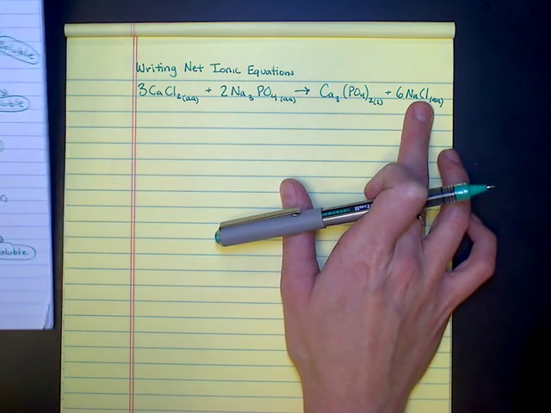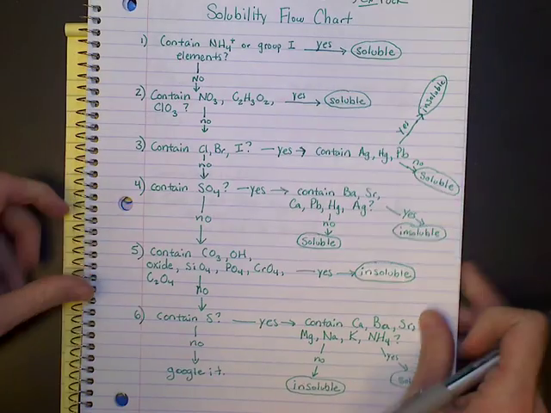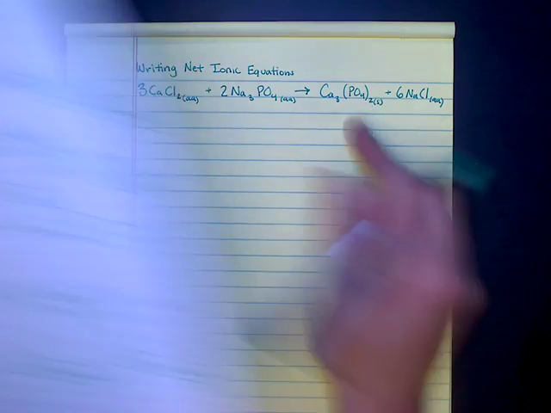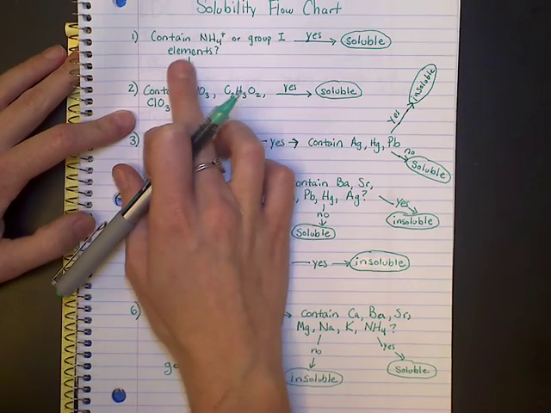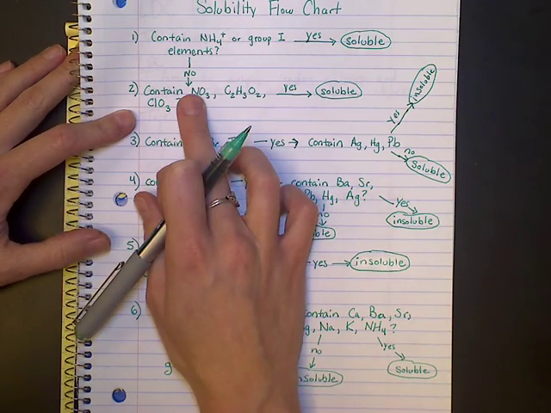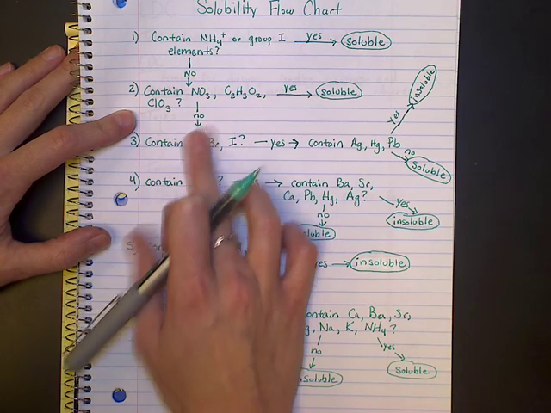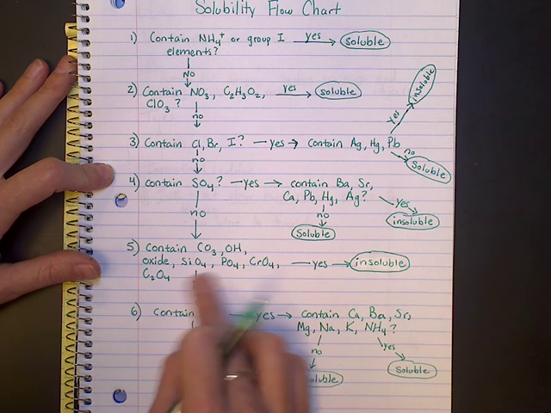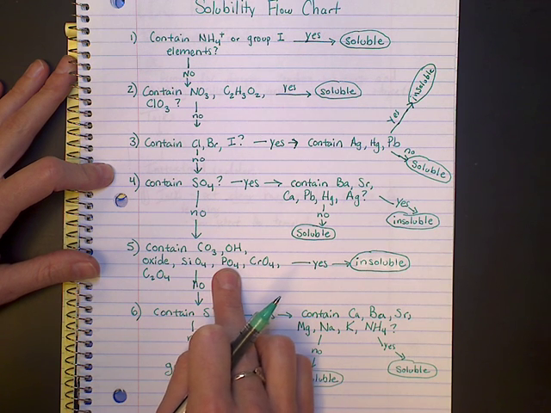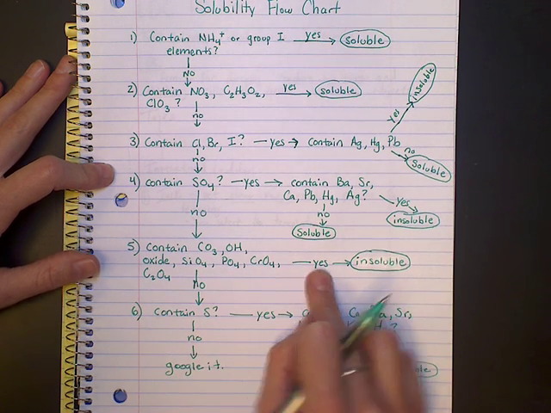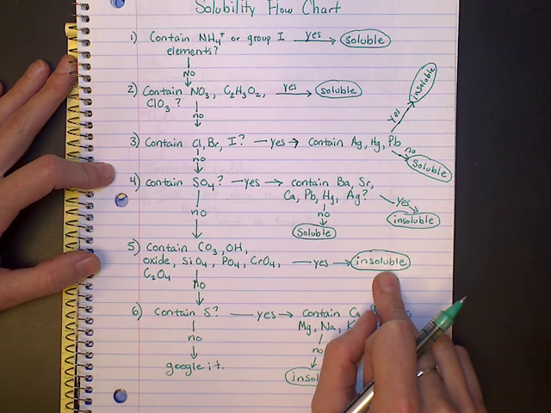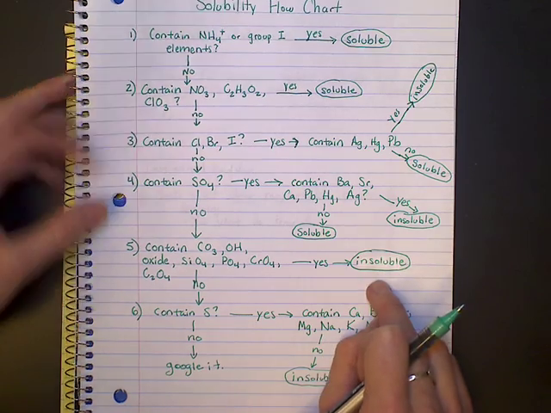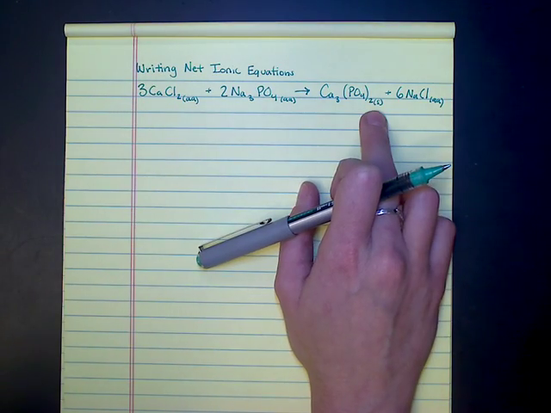Okay, so if I look at the flowchart that we did in class, I'm going to follow. So I'm looking at this first one here, Ca3(PO4)2. Following my flowchart, the answer is no to this first question, no to the second one, no to the third one, no to the fourth one. But it does contain a PO4, which means that yes was the answer here, which means it's insoluble. And remember guys, insoluble means it's going to be the solid.